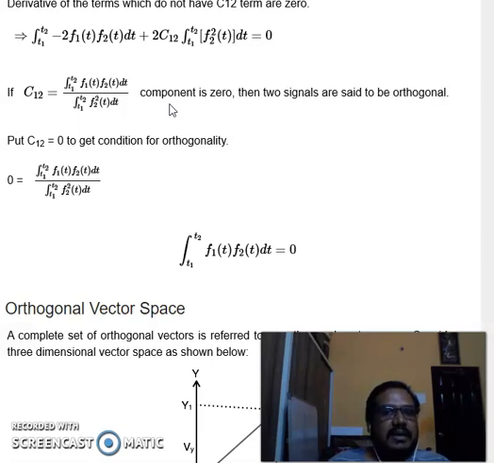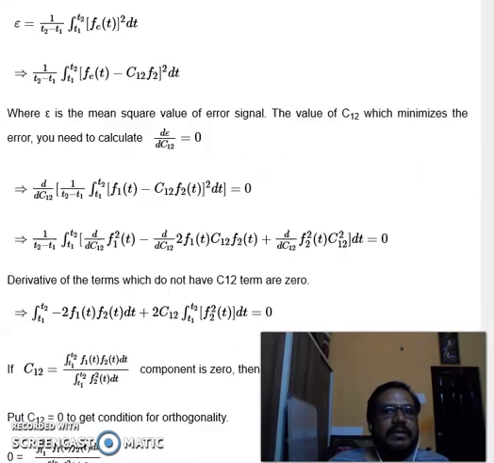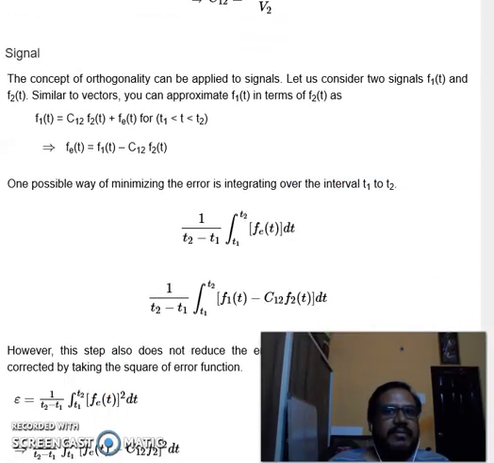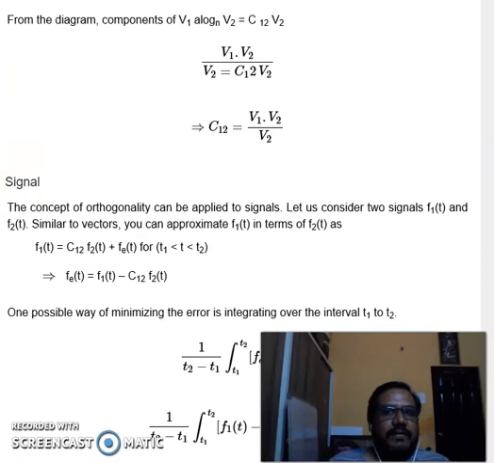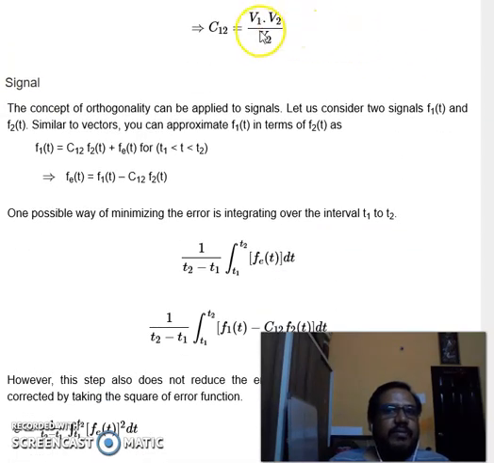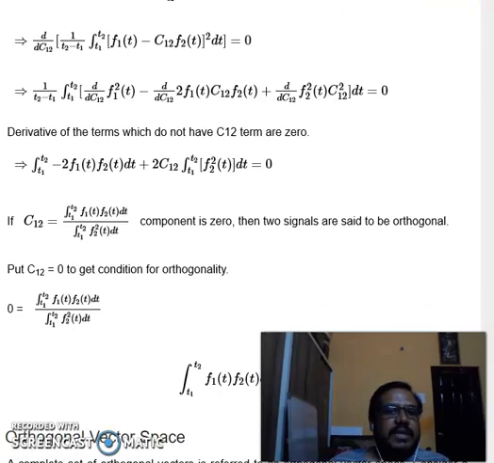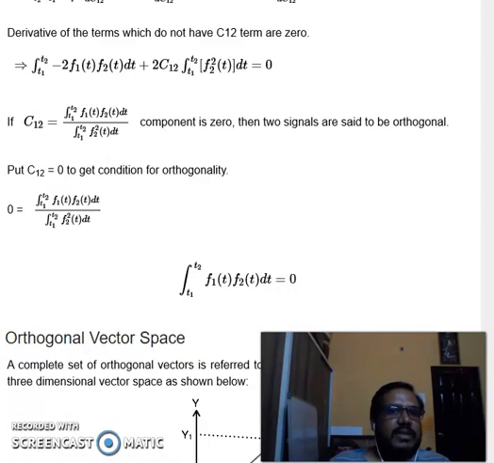And the last thing is, whenever two vectors are perpendicular, then what do we get? We get v1 dot v2 equal to 0. That means c12 equal to 0. Now in the case of signals, let us see. c12 equal to 0. If c12 is put as 0, the numerator must be 0, so we get integral of f1 of t into f2 of t dt equal to 0. So this is similar to v1 dot v2 equal to 0.